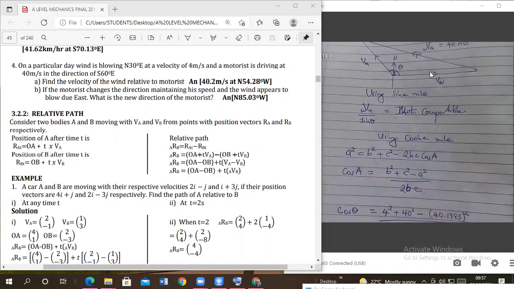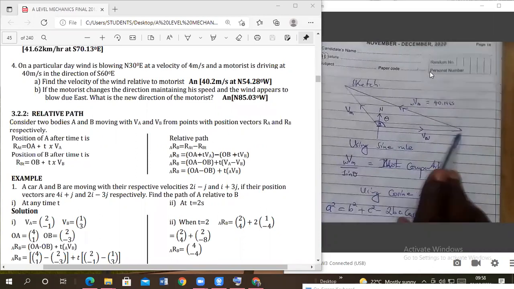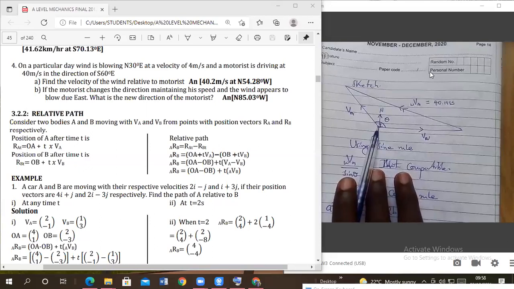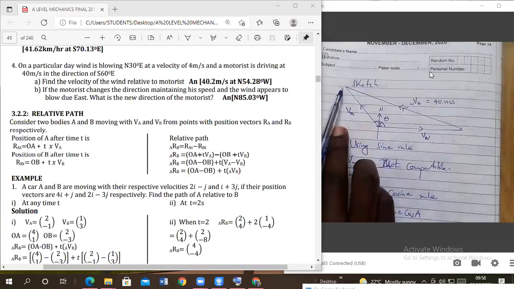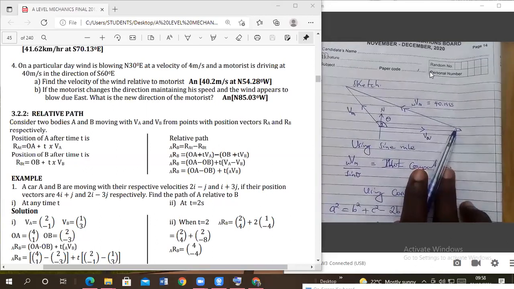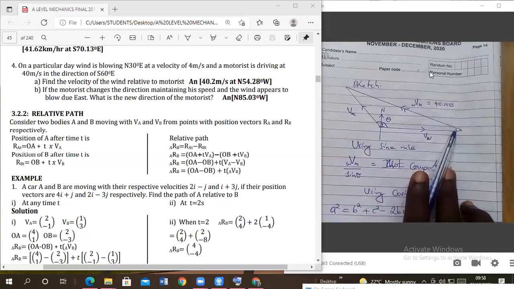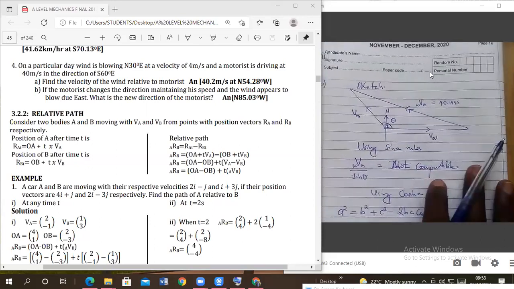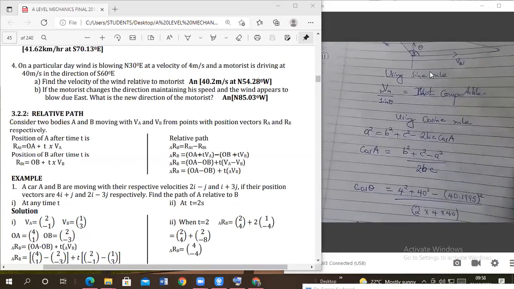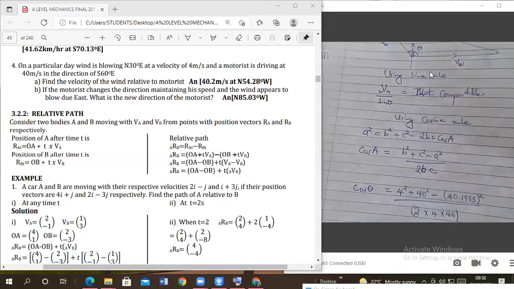So where did we go wrong? Let's check. The wind is due east. It changes the direction, so that will be the new direction it's taking. So our sketch is okay. I don't know where the problem is coming from. Is it our substitution? But our substitution is okay, because we are looking at this one. This is opposite to that. This is okay.